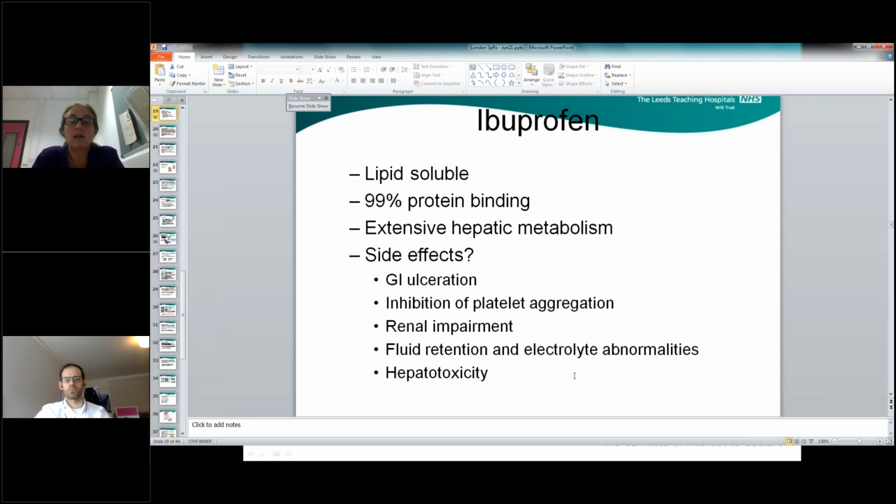Ibuprofen, on the other hand, has got a few things that are of concern. It's lipid soluble, so if you're cholestatic, you may have reduced absorption. It's highly protein bound, so you may have change in your volume of distribution. It is hepatically metabolized, and it's got all these side effects that we want to be a bit careful about. So GI ulceration, platelet aggregation inhibition, renal impairment, fluid retention, electrolyte abnormalities, hepatotoxicity, although rarely, but still can happen. So there's actually quite a lot about ibuprofen that should be raising a few alarm bells.